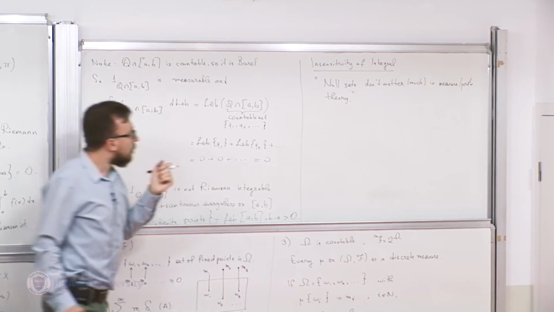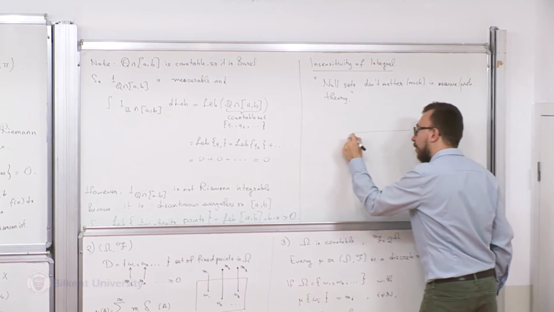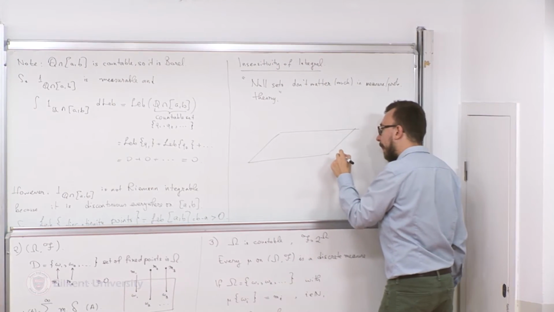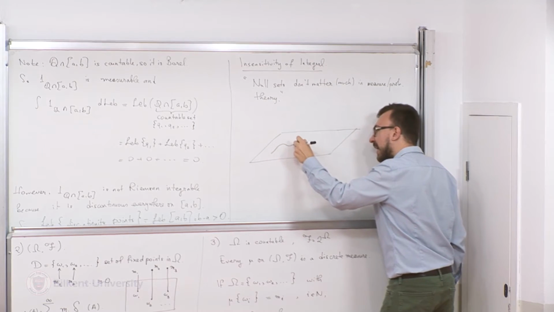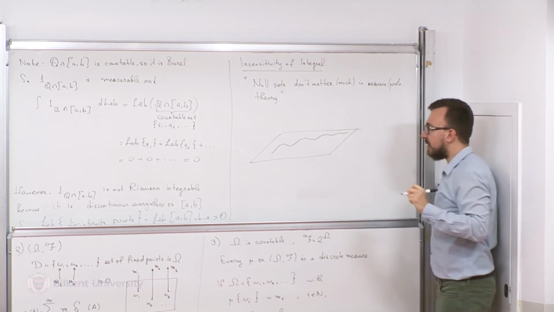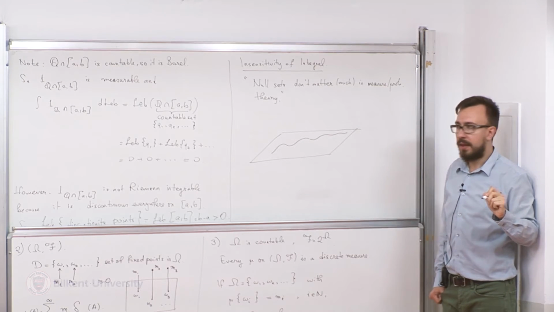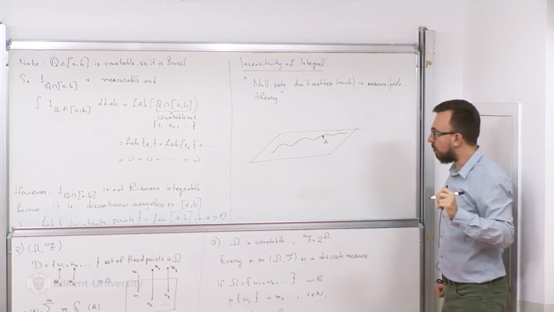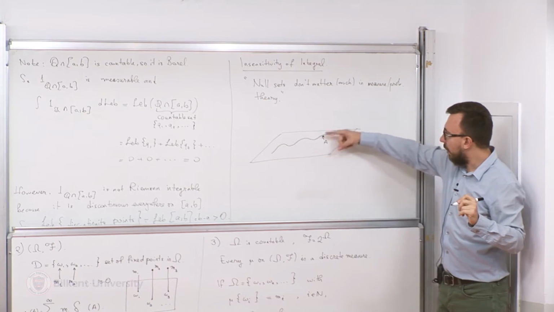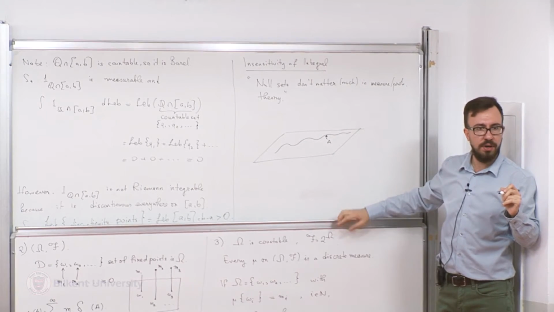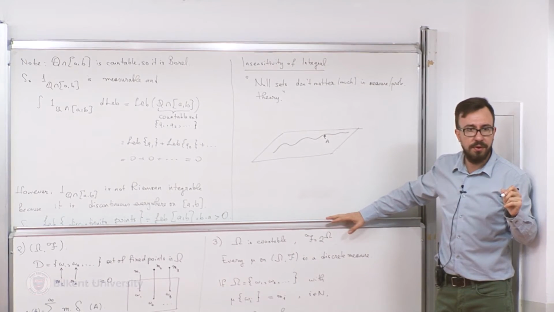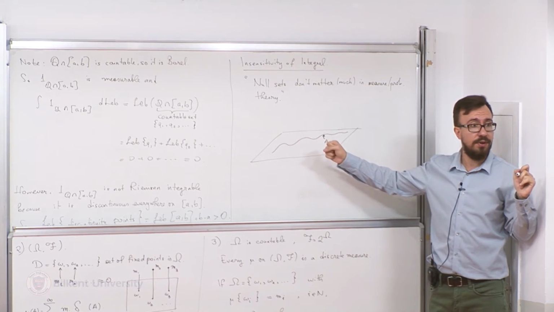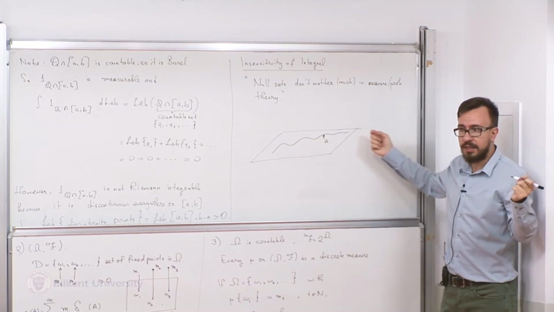Okay? So if you're on R2 and you use Lebesgue measure, and you have a set like this, let's call it A. It's a curve on R2. What is the area of this curve? What is, not length, area. What is the area of this curve? Just 0, right? It has no area.